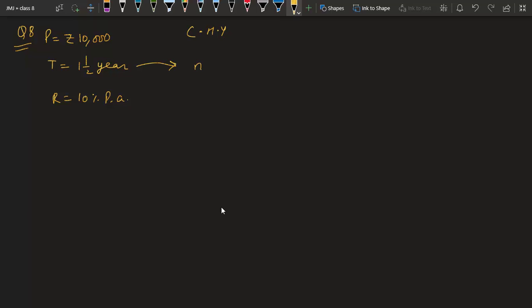N will be equal to 2 times t, that is 2 into 3 by 2 years, which is 3 half years, and rate will become r upon 2, which is 5%.